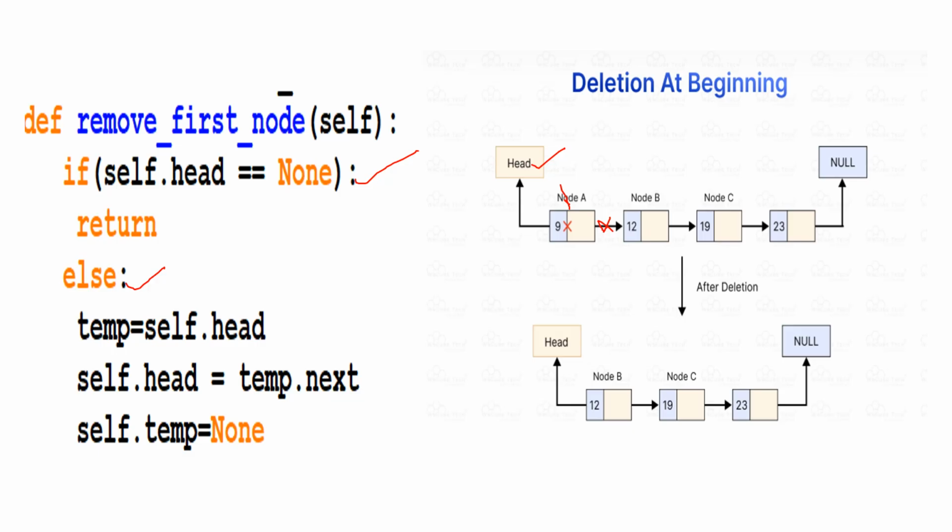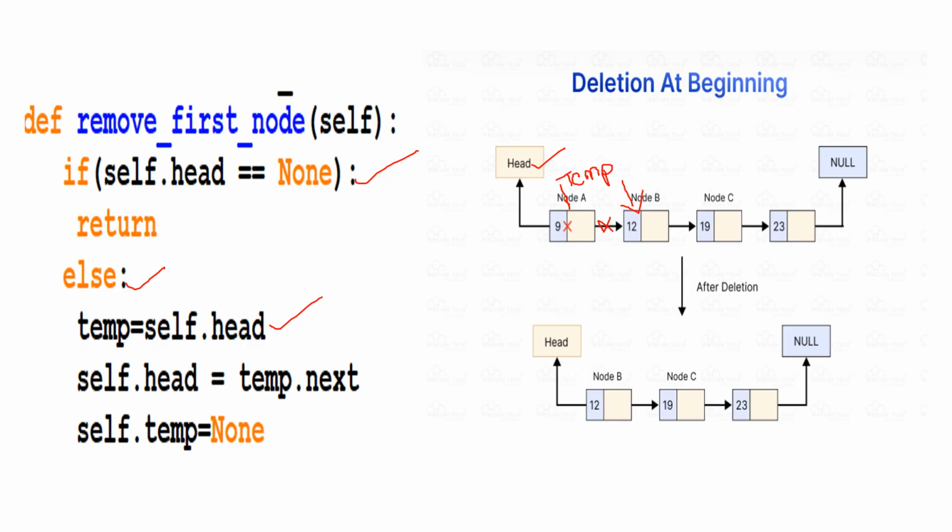So take a temporary variable first, and store the head pointer into temp. Then self.head is equal to temp.next. What is temp here? We are assigning the first node as temp. Now temp.next is this 12th node, node B. Temp.next is node B, right?